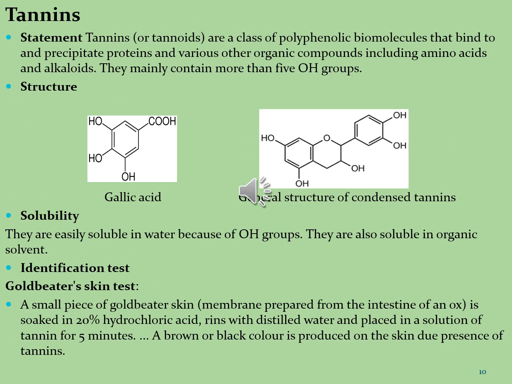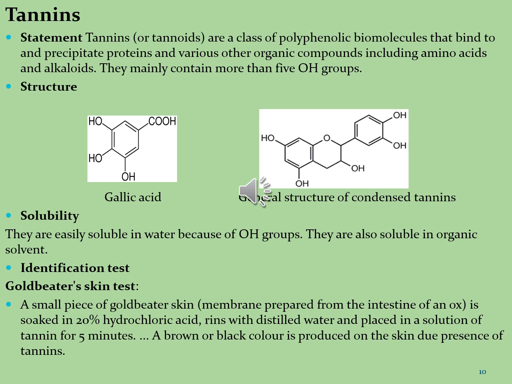Let's see what tannins are. Tannins are a class of polyphenolic biomolecules that bind to and precipitate proteins and various other organic compounds, including amino acids and alkaloids. They mainly contain more than 5 hydroxyl groups. In addition to tanning leather, tannins are used in photography, as mordants in dyeing, for clarifying wine and beer by precipitating proteins out of them, and as astringents in medicines.